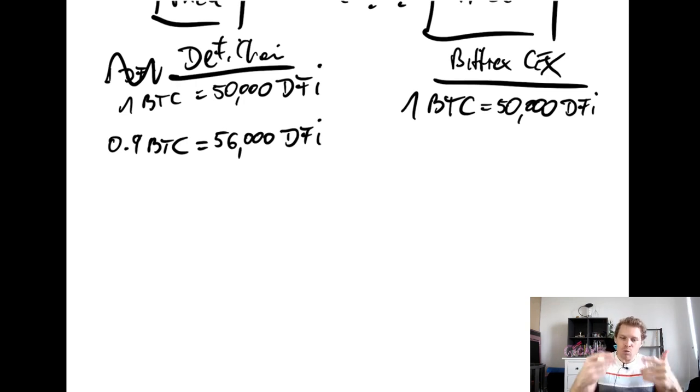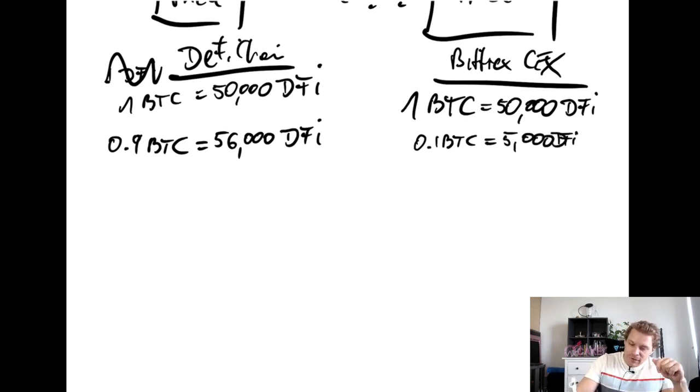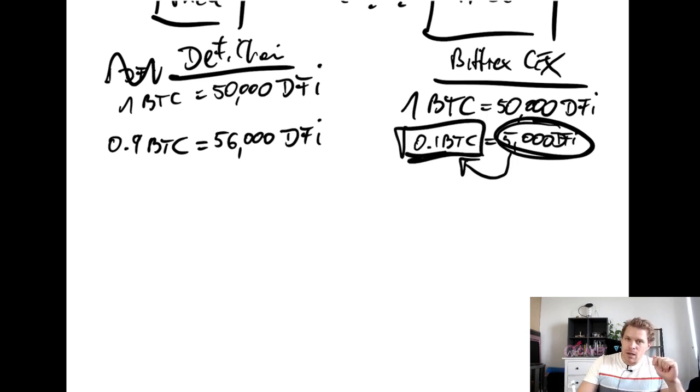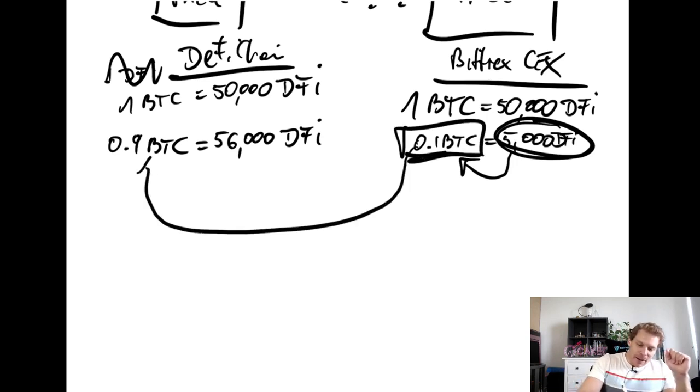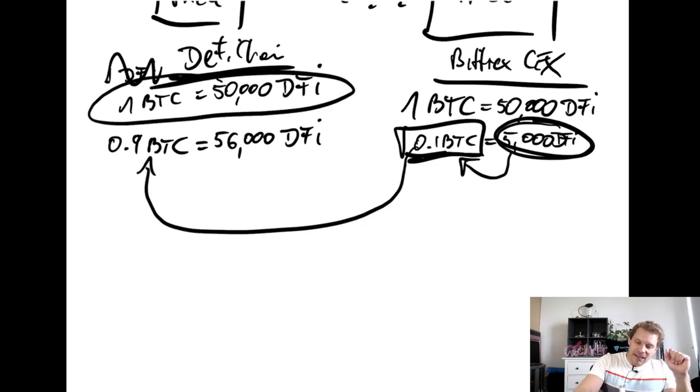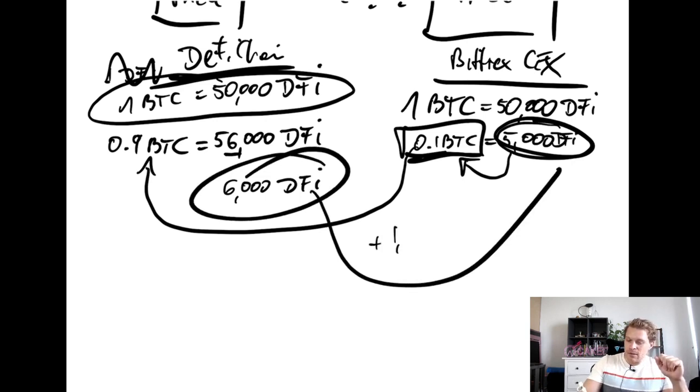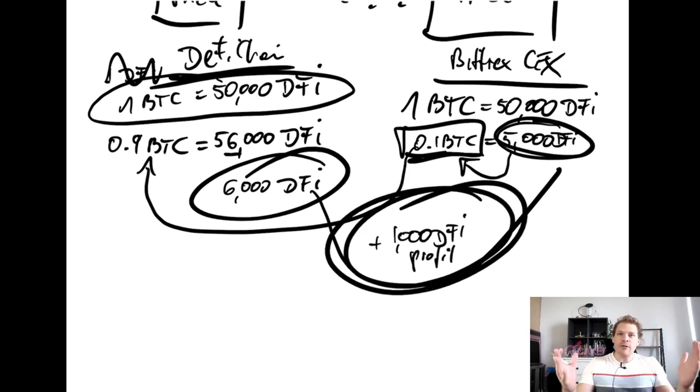So now someone is going to look at this and they're going to see, hey, if I buy on Arbitrage 0.1 BTC, I only need to use 5,000 DFI to do this, right? So I invest 5,000 DFI, I get 0.1 BTC. But if I add those back in here, I'm actually balancing it out, and it gives me 6,000 DFI. So by doing this, I net 1,000 DFI profit. And this is how the entire arbitrage works.